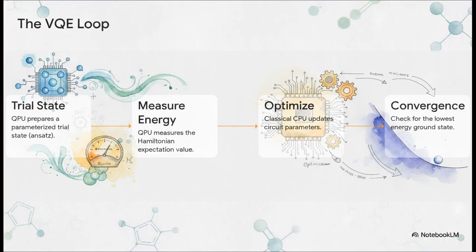Let's look at how this hybrid loop works in practice. Step 1. The quantum processing unit prepares a parameterized trial state, known as the ansatz. Step 2. The QPU acts purely as an estimator, measuring the Hamiltonian expectation value, which is essentially it taking a guess at the energy of that specific state. Step 3. That energy value gets passed straight over to a classical CPU, which uses an optimizer to tweak the parameters. Step 4. We check for energy convergence, and then this cycle just repeats, tweaking parameters, measuring, over and over, until the lowest energy ground state is eventually found.